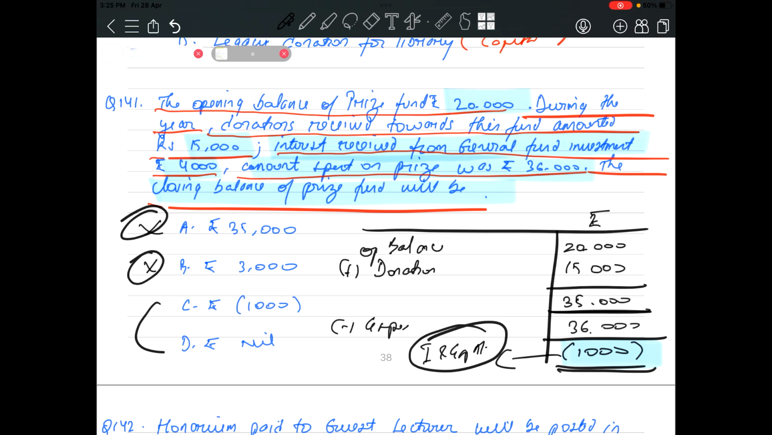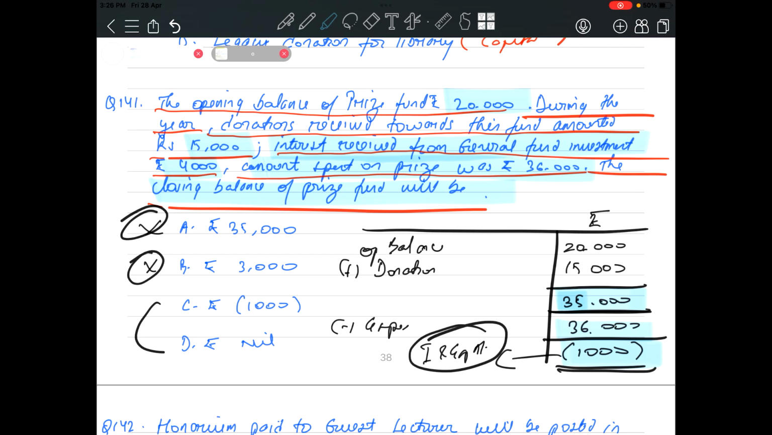Now will the prize fund account have nil balance? No, it cannot have a negative balance. Because we have 35,000, we cannot spend more than 35,000 from this fund. 1,000 will be taken from other fund. We will spend only the amount which we have. This cannot have a negative balance. This is not a bank account wherein we have overdraft facility.